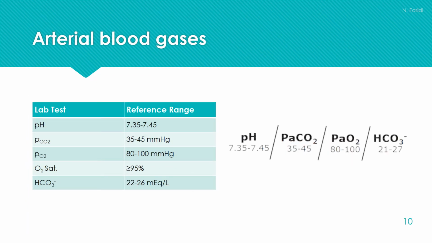On this slide, I have the arterial blood gases. Here we have the pH of the blood, partial pressure of carbon dioxide, partial pressure of oxygen, oxygen saturation of the blood, and bicarbonate.